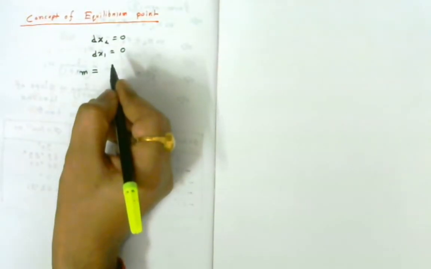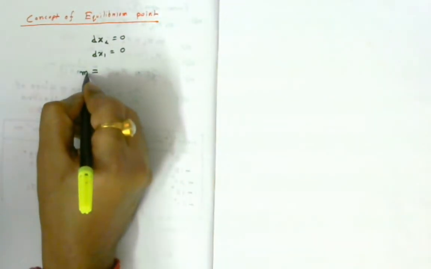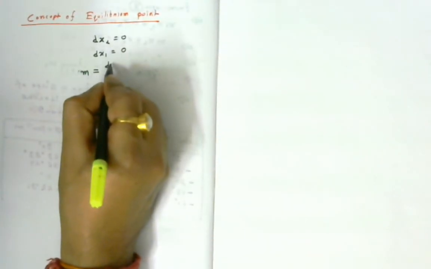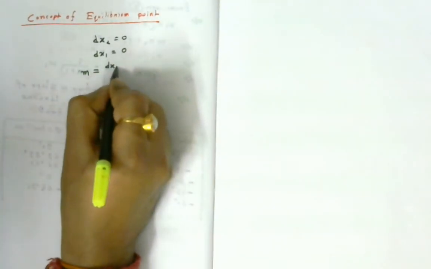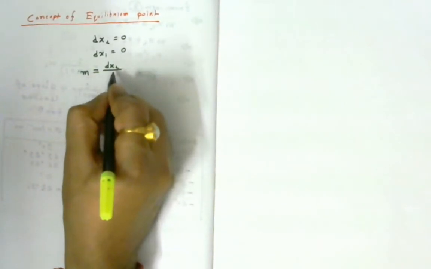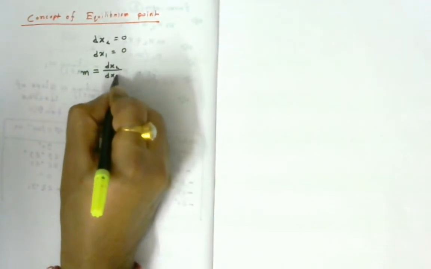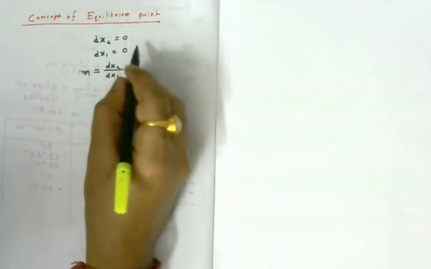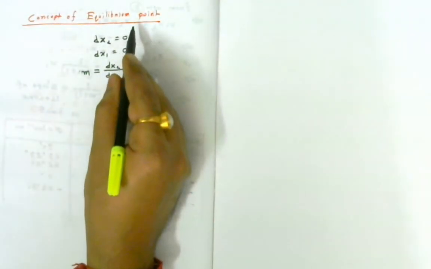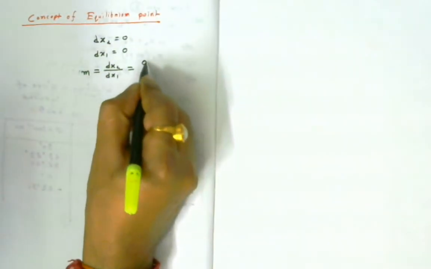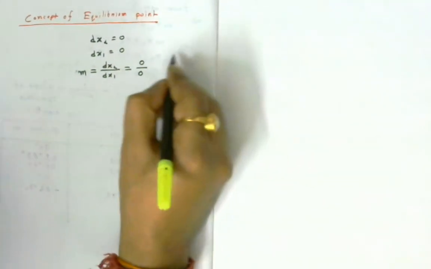So if you remember the slope of the trajectory, what is the slope of the trajectory? The slope of the trajectory I have assumed as m, which is the change in y-axis, which is dx2, by the change in x-axis, which is dx1. So in this case, for the equilibrium point of the phase plane, it is 0 by 0, which is undefined.